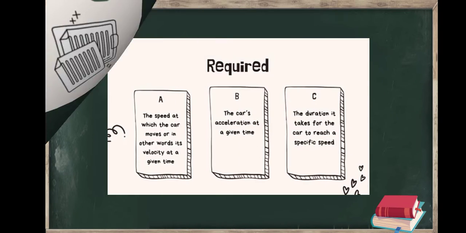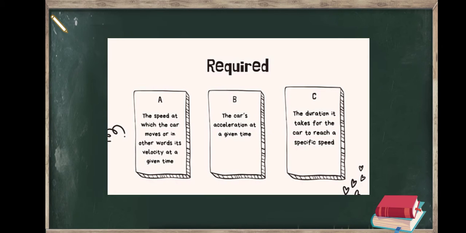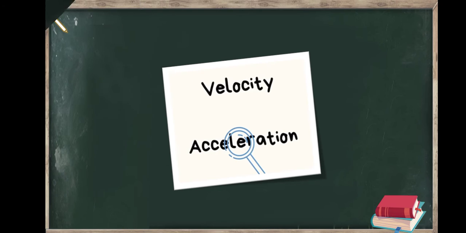So there are a few things that are required to report about. Number 1, or the first, is the speed at which the car moves, or in other words, its velocity at a given time. Next is the car's acceleration at a given time and the duration it takes for the car to reach a specific speed. So basically, we will be using derivatives to find the velocity and acceleration.